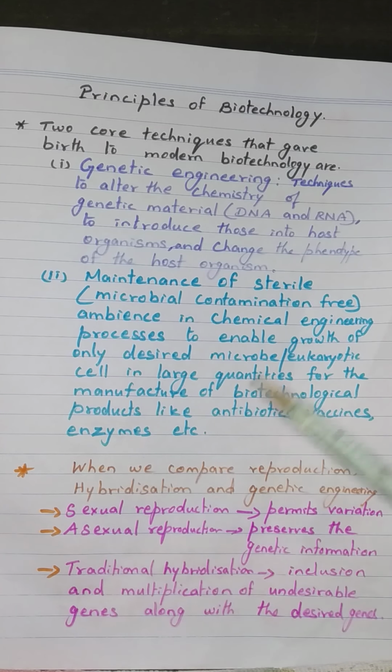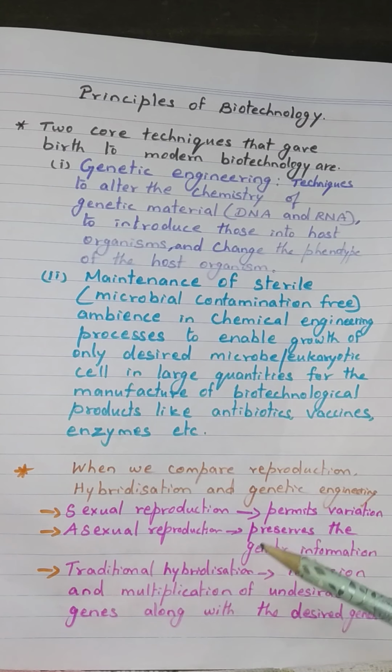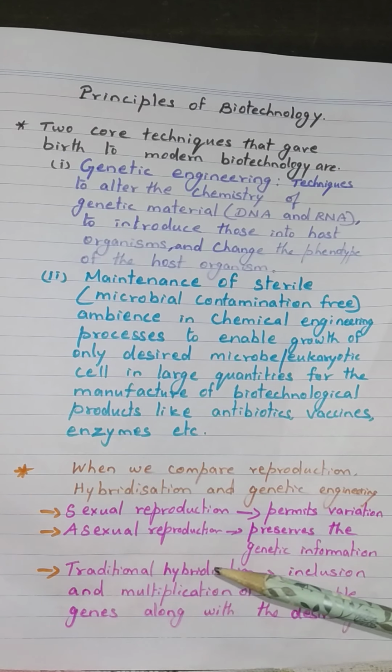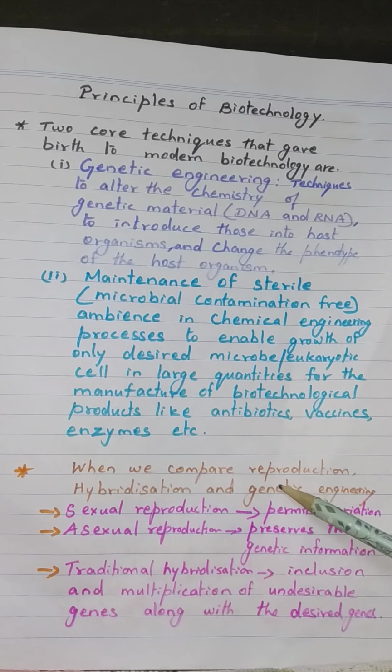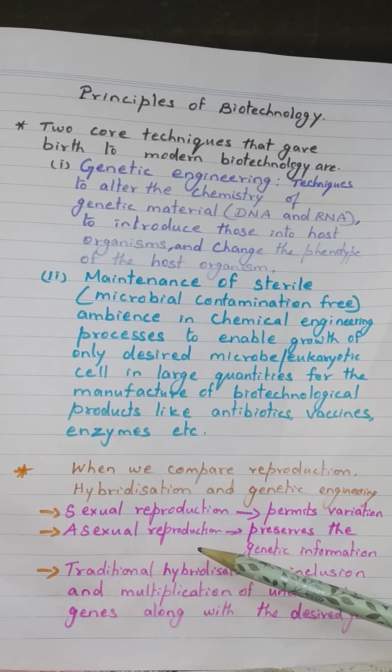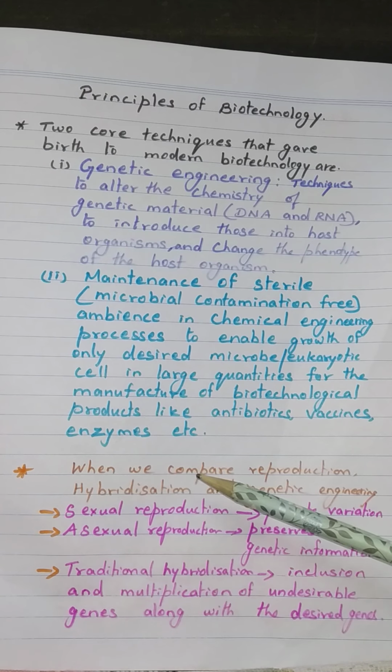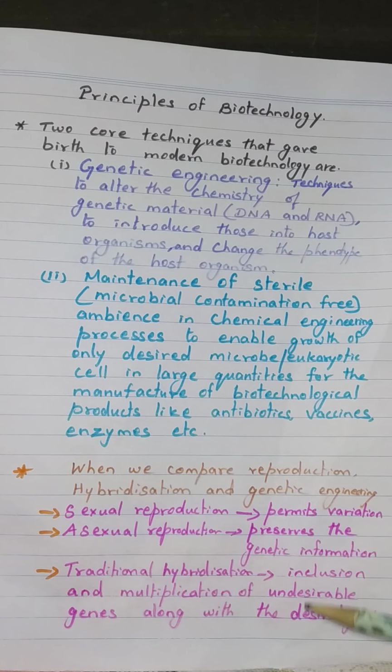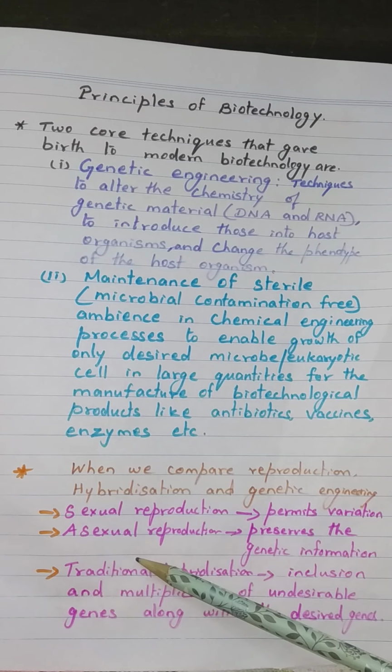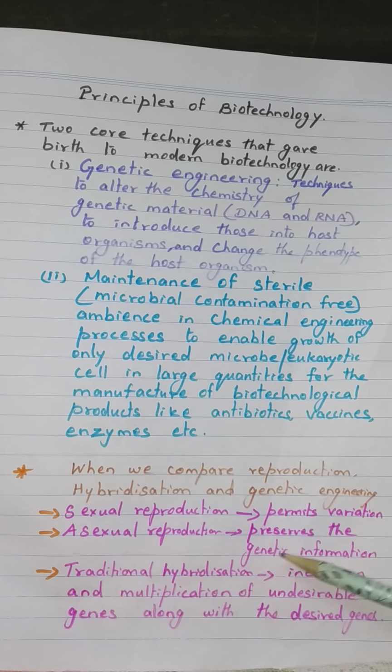And we know and appreciate that sexual reproduction permits variation. We appreciate the advantages of sexual reproduction over asexual reproduction, because sexual reproduction provides opportunities for variations and formation of unique combinations of genetic setups. Gametes are fused together, so variations occur in sexual reproduction. And in asexual reproduction, the genetic information of an individual is preserved.